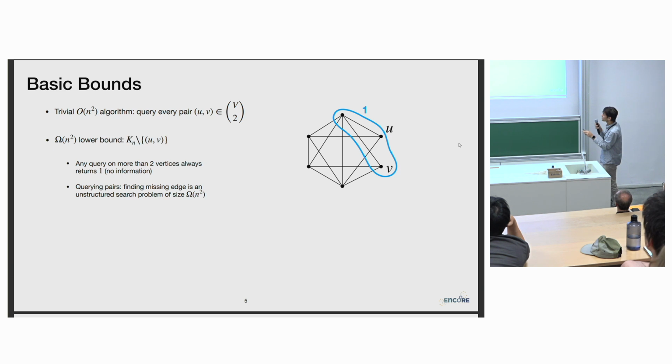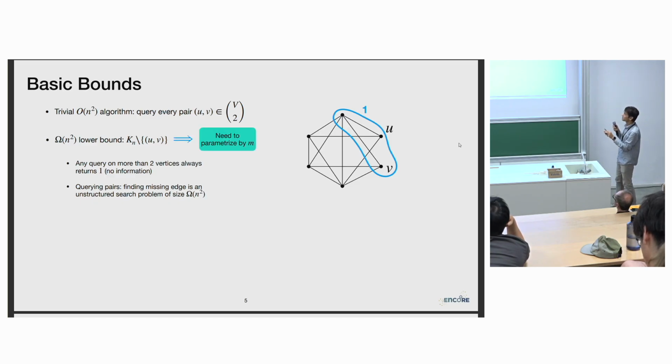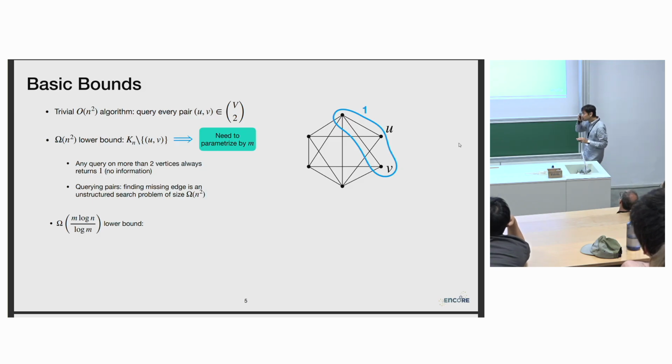That means this has to be parameterized by the number of edges in the graph in some way, otherwise the problem is sort of trivial. So we need a bound that is parameterized by the number of edges to make this interesting. Now, there is an information theoretic lower bound, which is m log n divided by log m. How does this bound come into being? If there is an m edge graph, the total number of m edge graphs is about n squared choose m, because n squared is the total number of possible edges.